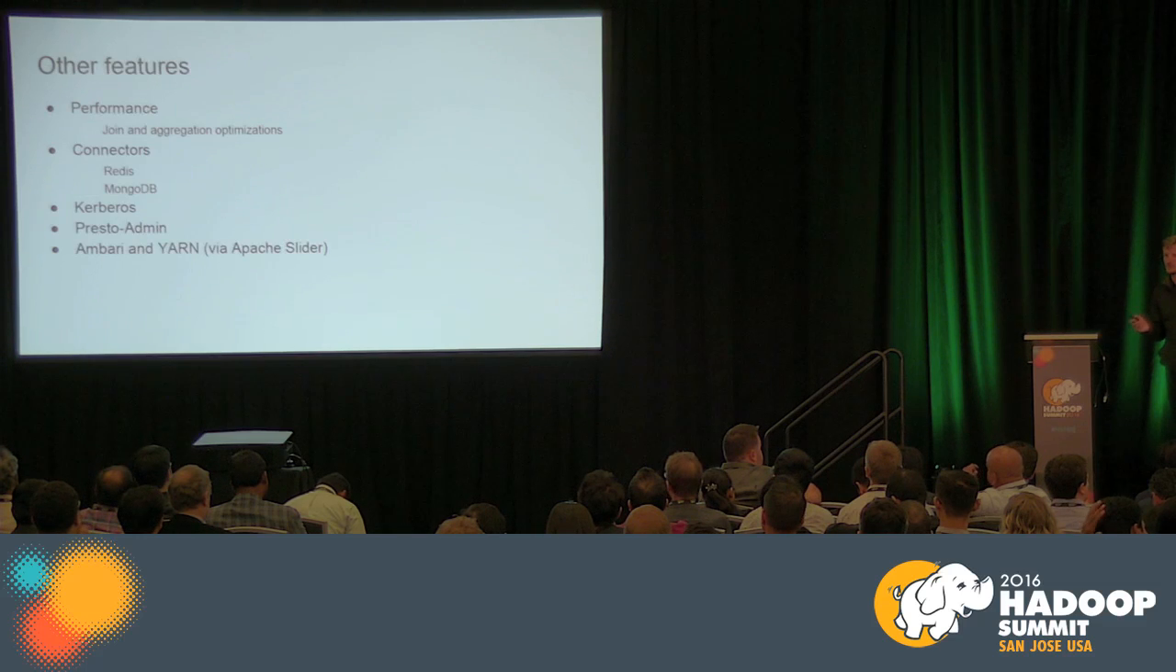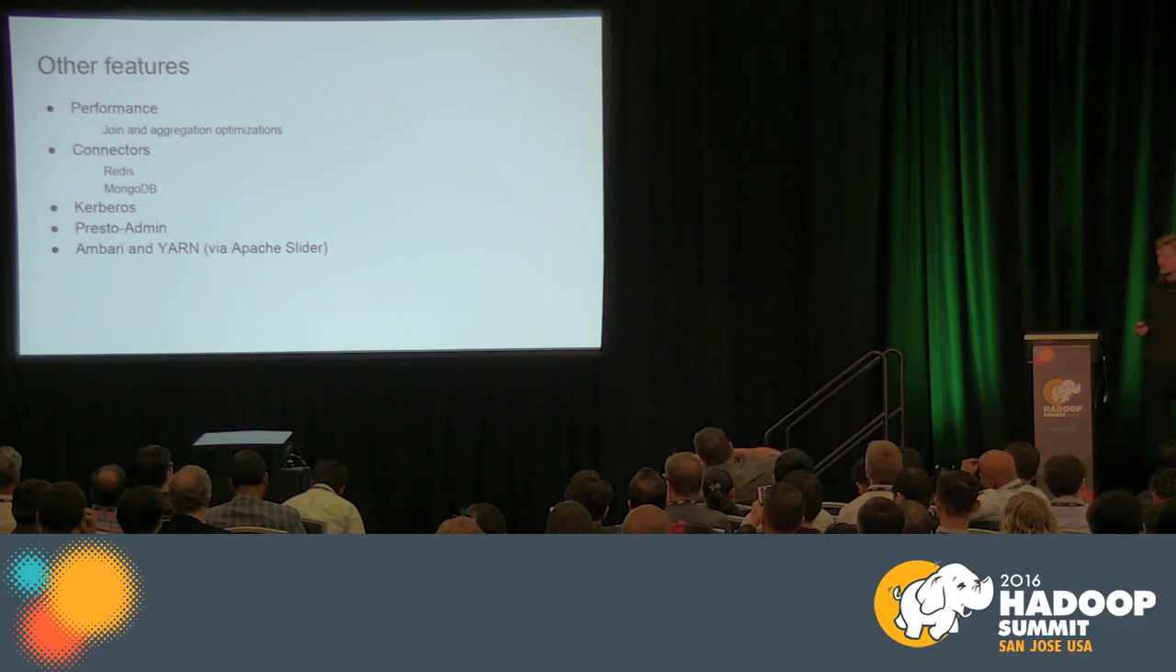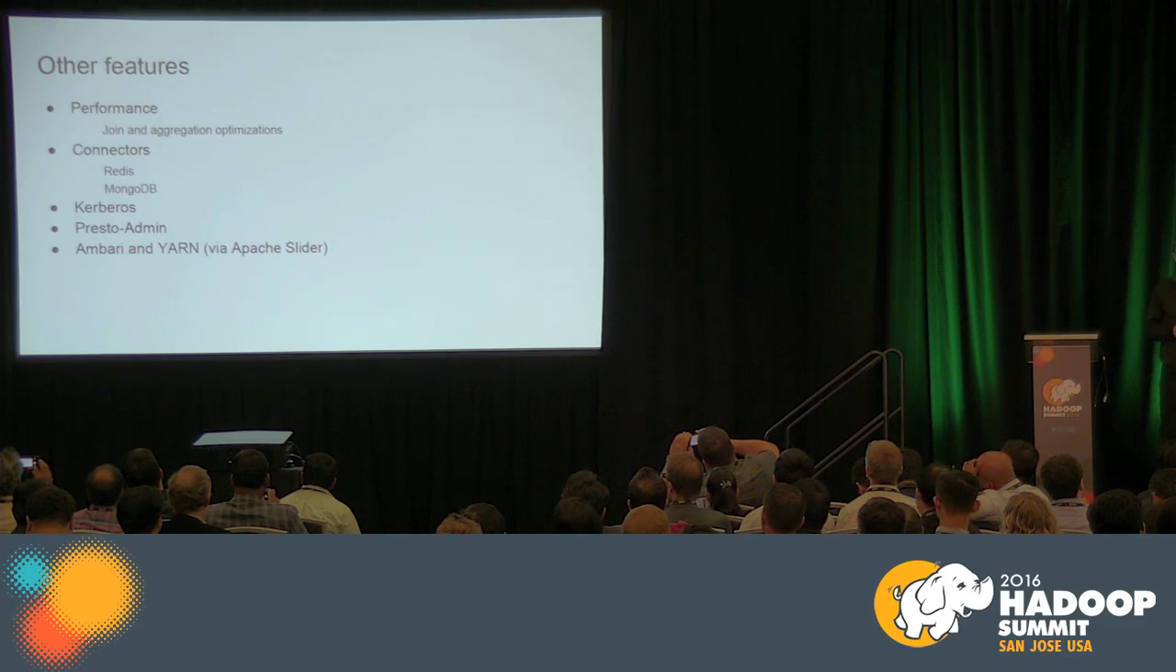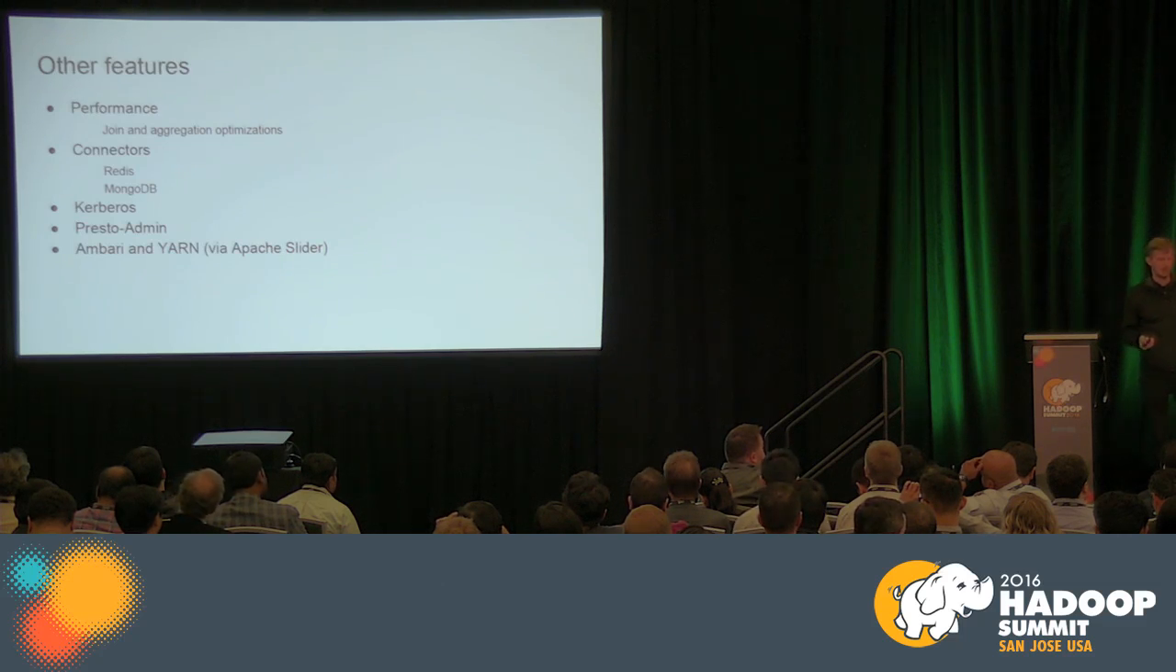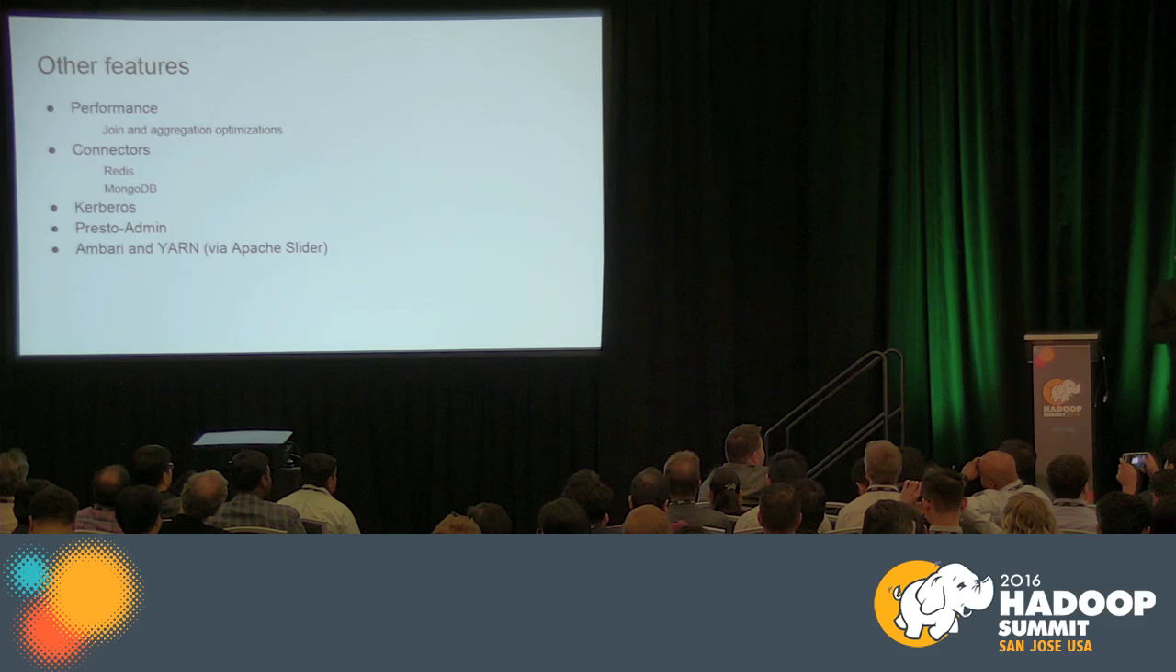So beyond just SQL features, we obviously continue to improve performance. Presto was really fast from the beginning, essentially. That's why it was built, right? But we continue to improve performance for joins and aggregation optimizations, which are obviously the most important things you do with SQL: join, aggregate.